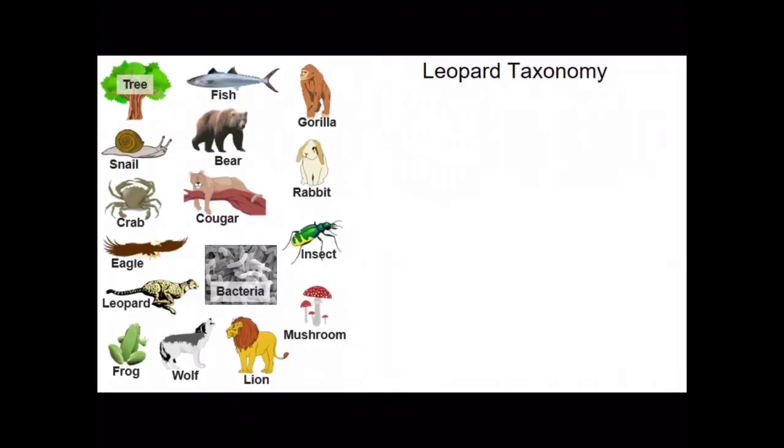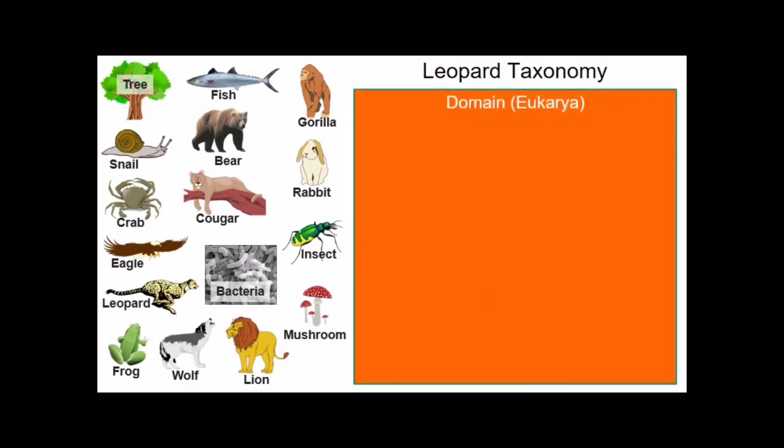Well, let's look at an example of how we can use those taxonomy levels to show relationships. Let's look at the taxonomy levels of a leopard. You can see there's a bunch of organisms in this collage, and a leopard being one of them. Well, if I were to say a leopard is in the broad category, the domain called Eukarya. Eukarya, eukaryotes, these are organisms whose cells have a nucleus and membrane-bound organelles.